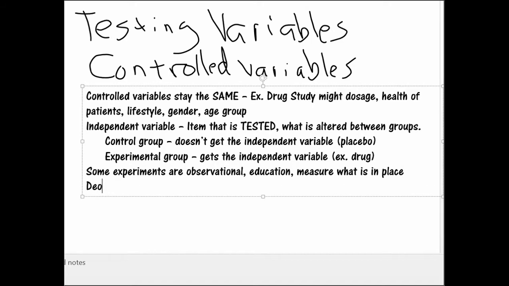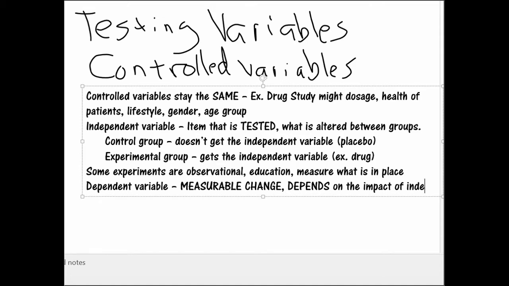And then the last thing I wanted to mention here is the dependent variable. And this is the measurable change. And this is one that students get confused with the independent variable. So it depends, I'll make this all caps here to really emphasize my point, on the impact of that independent variable. Did the drug lower blood pressure? Did it change cardiac health, that sort of thing?